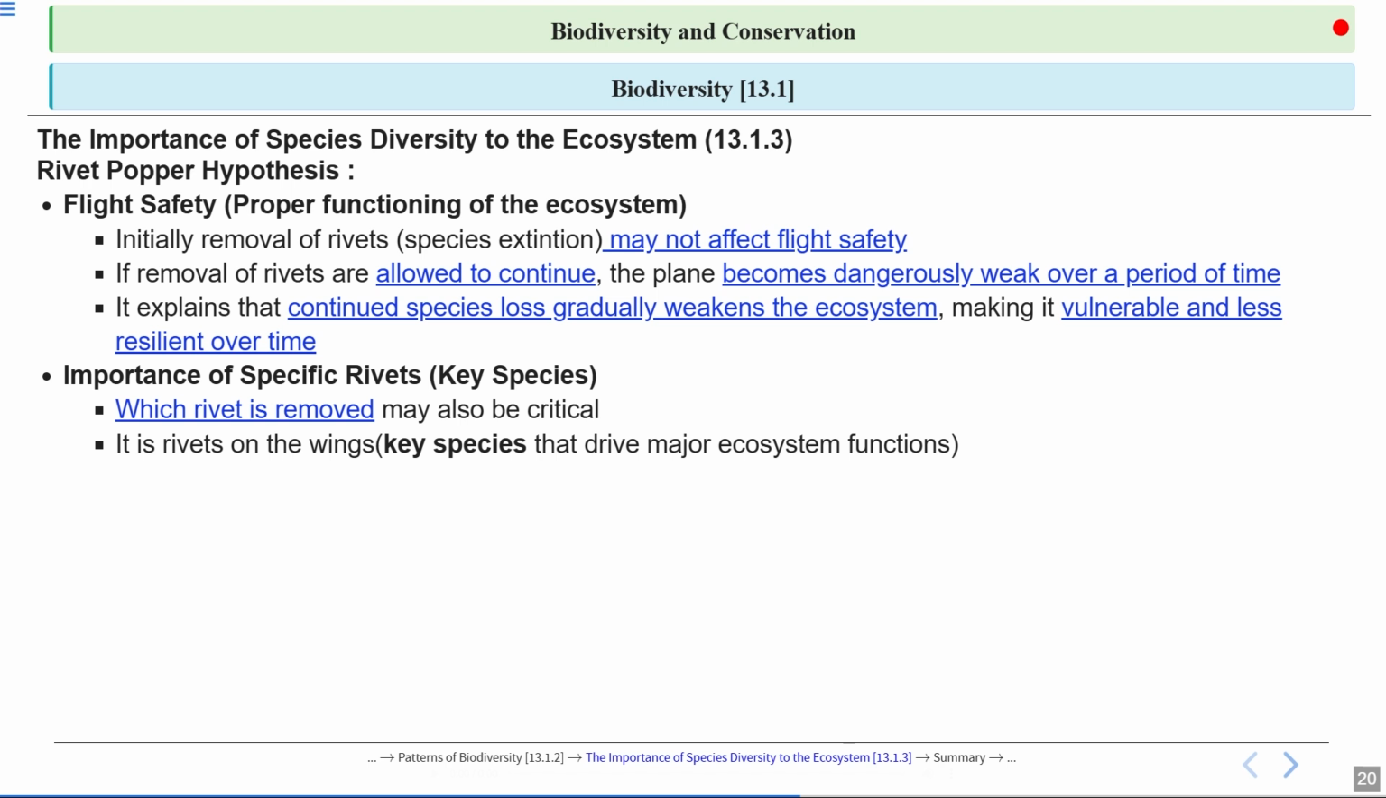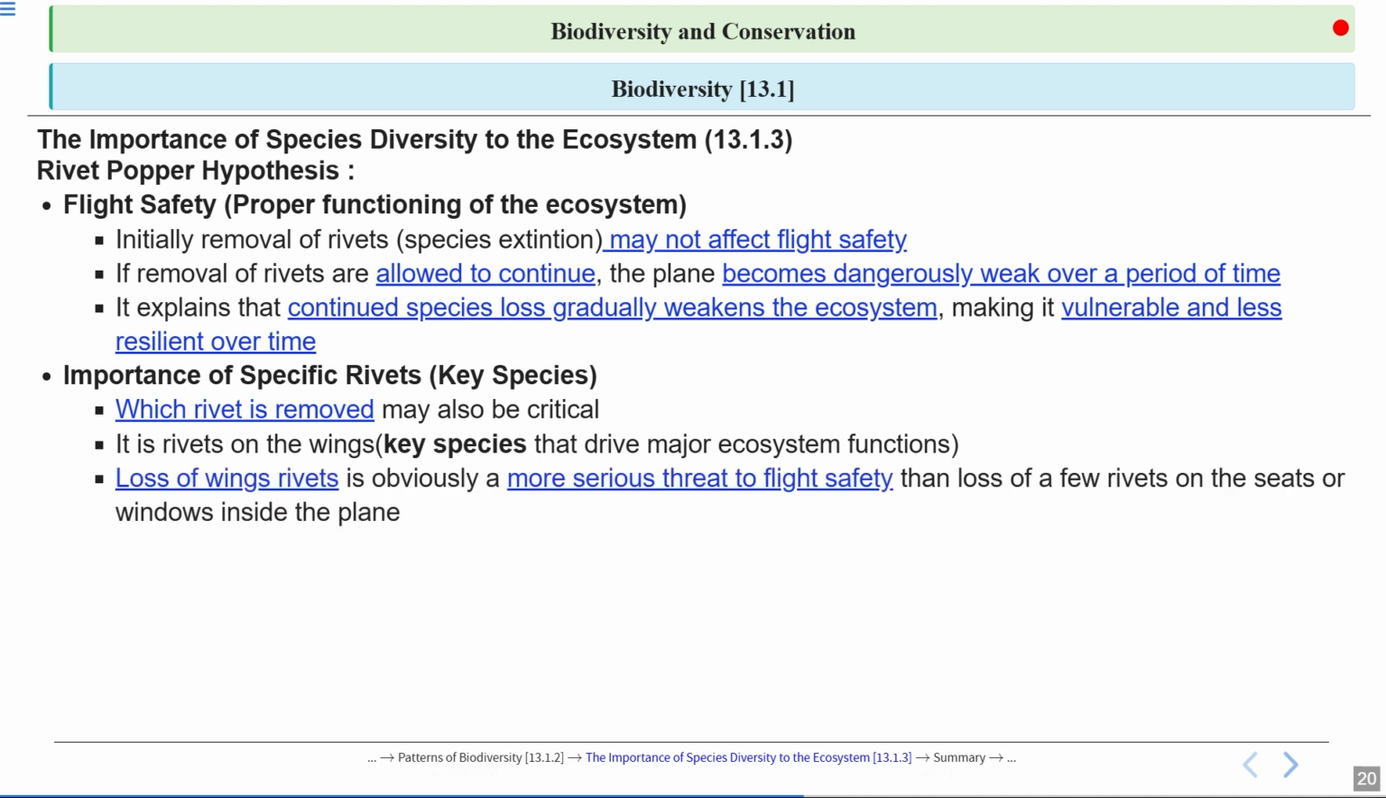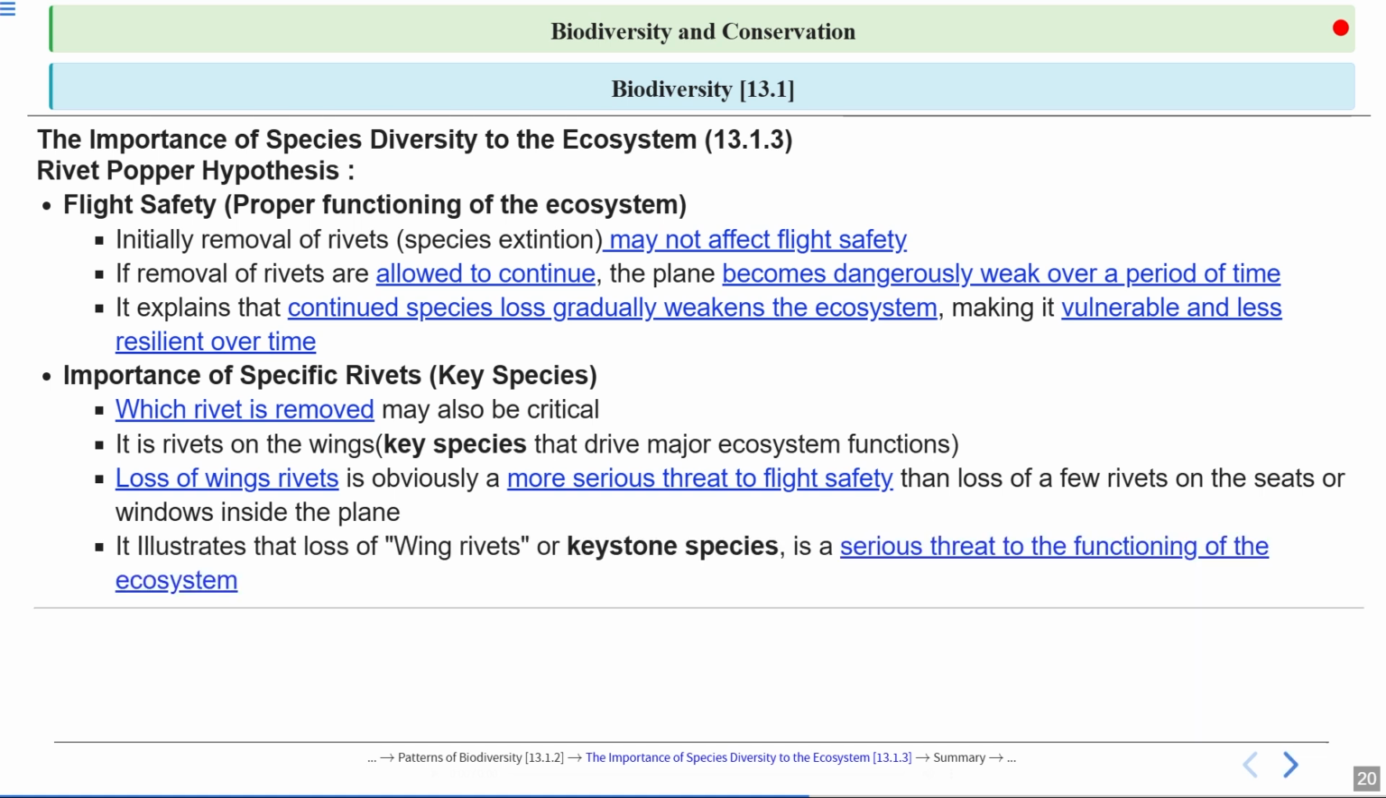Okay, so here these specific rivets represent the keystone species. So what is a keystone species? If this keystone species is removed from the ecosystem, then the ecosystem will collapse early, because a lot of species are dependent on this keystone species. So loss of rivets from the wing is obviously a more serious threat to flight safety than loss of a few rivets on the seats or windows inside the plane. So it illustrates that loss of wing rivets, or keystone species, is a serious threat to the functioning of the ecosystem.